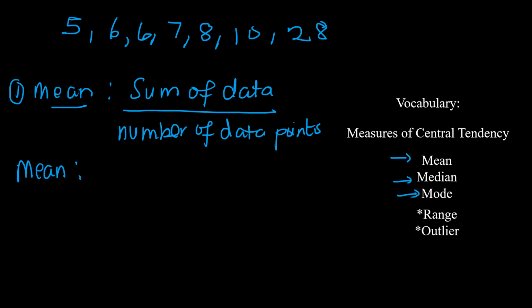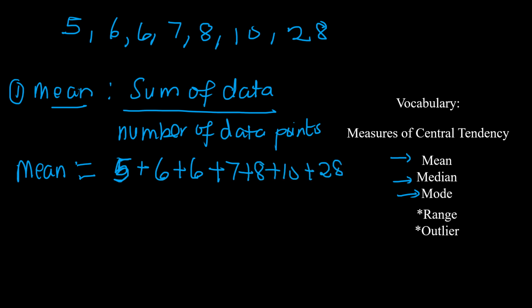The mean would be 5 plus 6. So we're summing up all the data points. So 5, right? Plus 6 plus 6 plus 7 plus 8 plus 10 plus 28. And we're dividing by the number of data points. So let's figure out how many data points we have. 1, 2, 3, 4, 5, 6, 7. 7 data points. So divide that sum by 7.